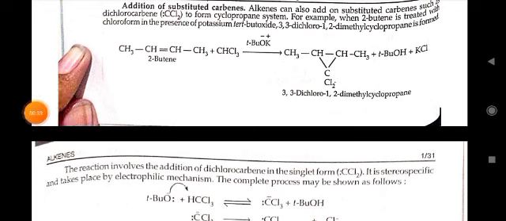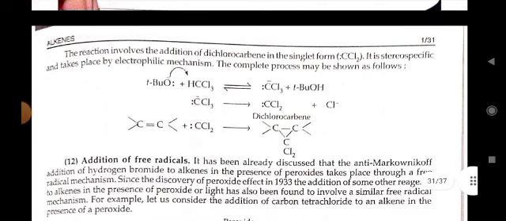derivatives. Addition of substituted carbenes: alkenes can add on substituted carbenes such as dichlorocarbene to form a cyclopropane system. For example, when 2-butene is treated with chloroform in the presence of potassium tertiary butoxide, 3,3-dichloro-1,2-dimethylcyclopropane is formed. The reaction involves the addition of dichlorocarbene in the singlet form. It is stereospecific and takes place by an electrophilic mechanism.